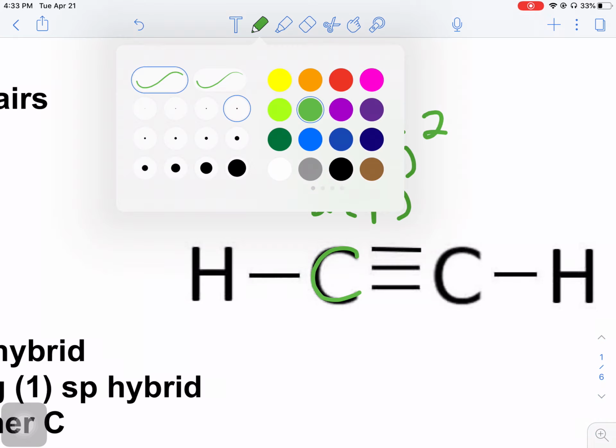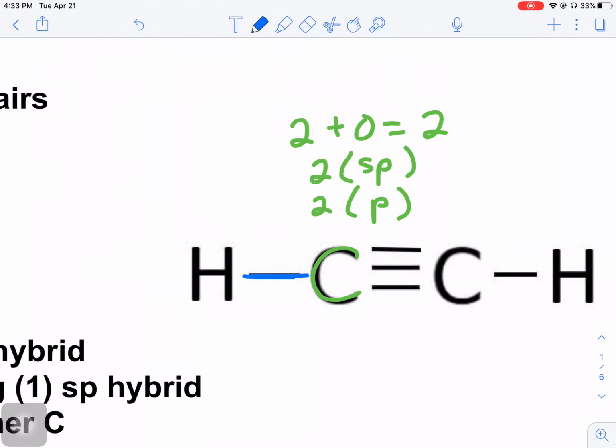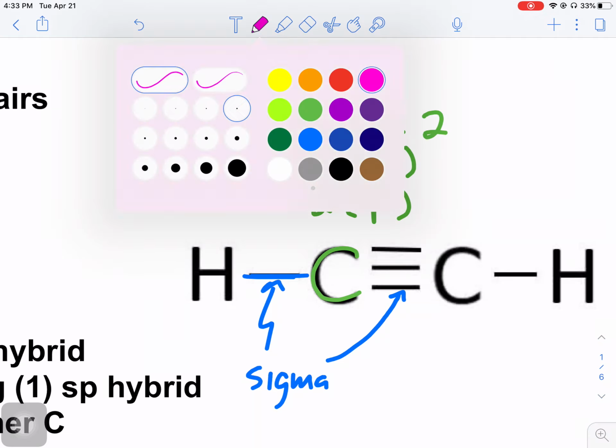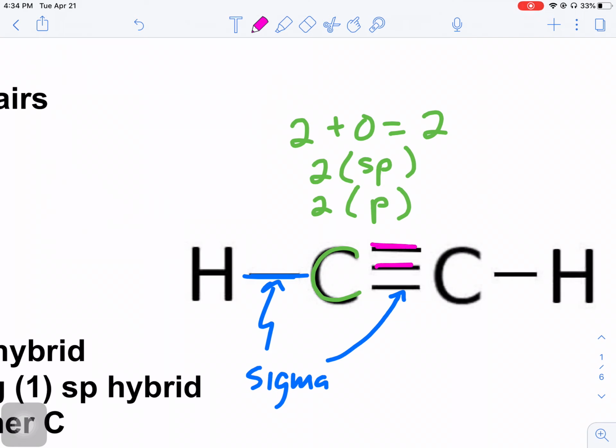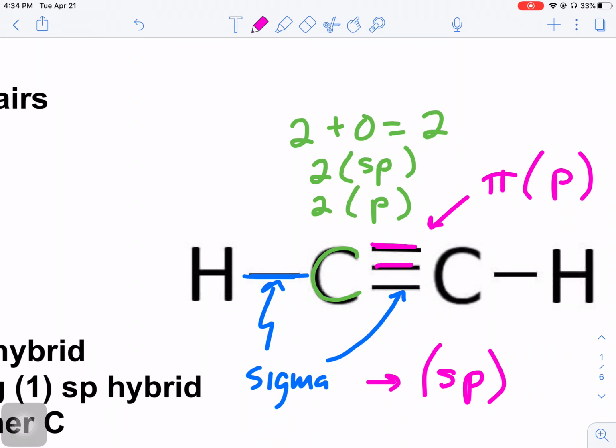Now let's look at the nature of these bonds here. This bond is going to be a sigma bond, and it doesn't really matter which one we pick. One of these bonds between the two carbons is going to be a sigma bond. We also have two pi bonds, and these pi bonds are formed by the p orbitals that are doing side-by-side overlap, and the sigma bond is formed by the sp hybrids that are doing head-on overlapping. So sigma bonds are caused by head-on overlapping. The sigma bonds form first.